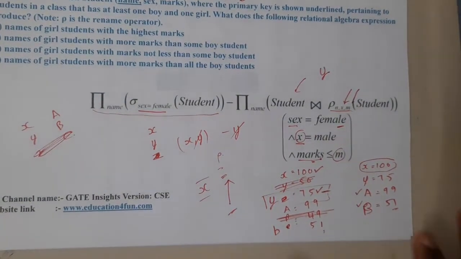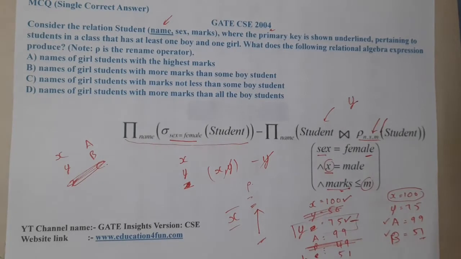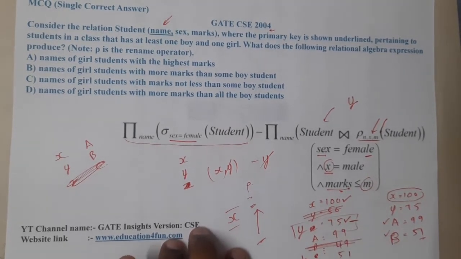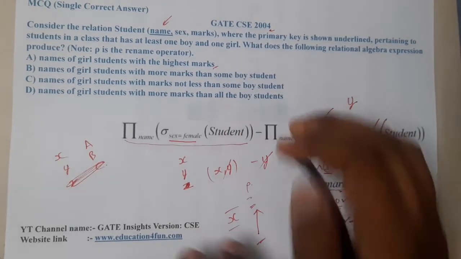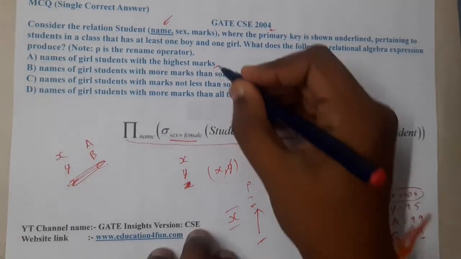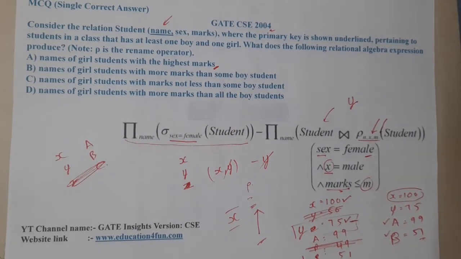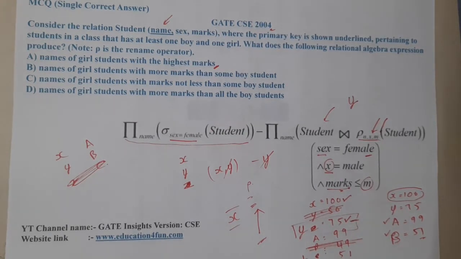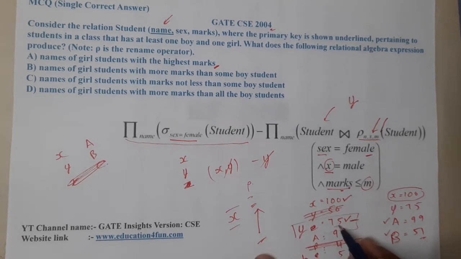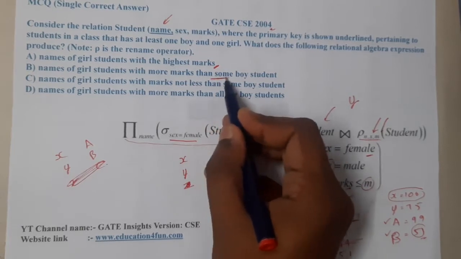Now let us go through the options. Option A says names of girl students with the highest marks. I think we cannot say it is the highest marks, because here we are comparing with the boys' marks. Option B says names of girl students with more marks than some boys in the student table. If this were correct, then 75 should also come, because 75 is greater than 51. So it is not some, it should be all.